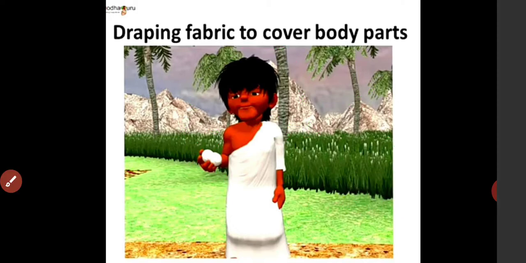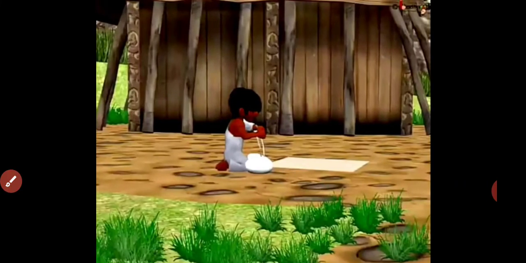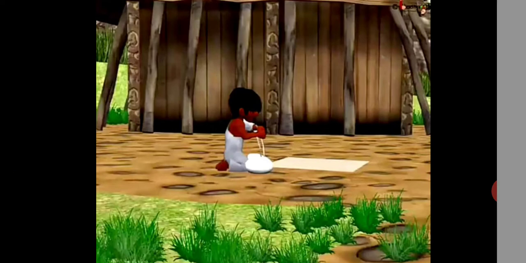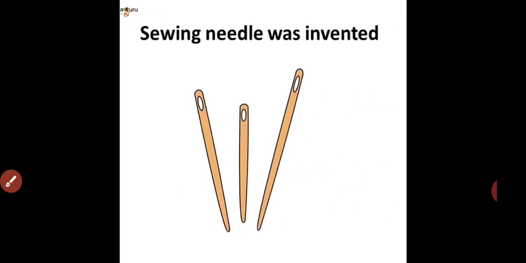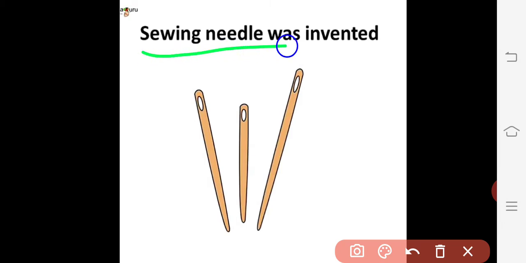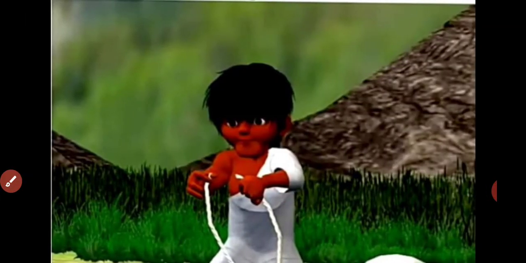Now one day when he found that needle-like substance from the fish, or from any animal, whatever needle-like substance you find there, he started stitching like this one. He is stitching that. And when he started stitching, he made this beautiful sewing needle, see here. When this sewing needle was invented, he started that stitching, stitching of the cloth.